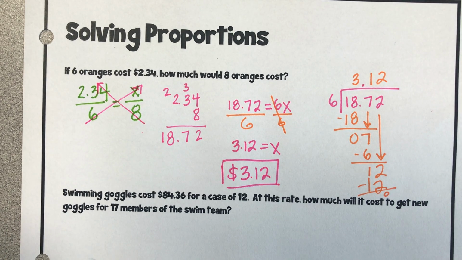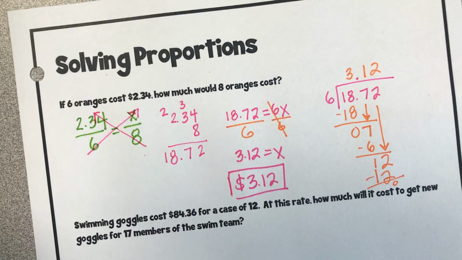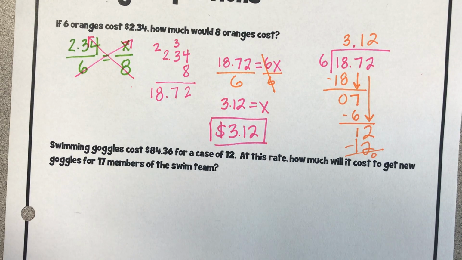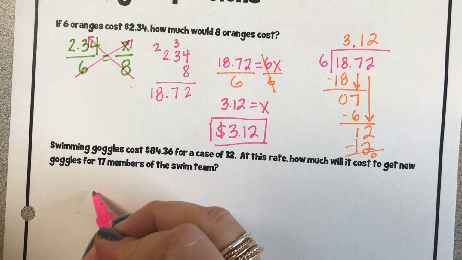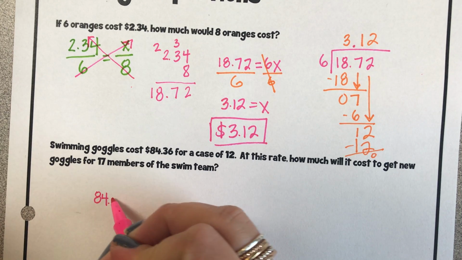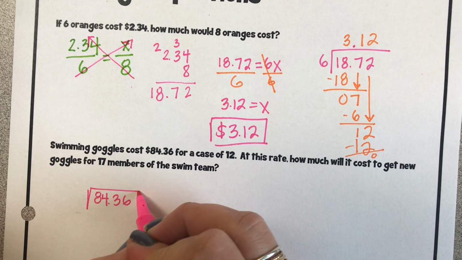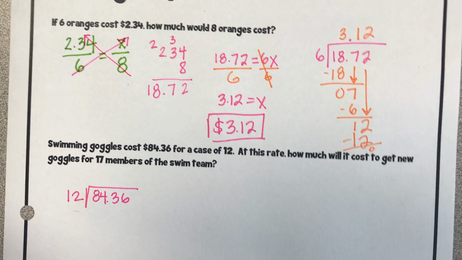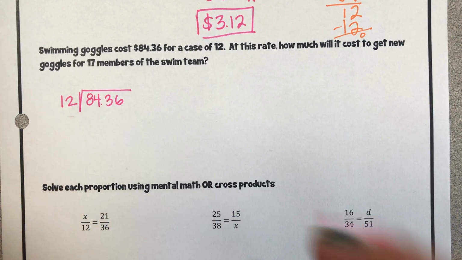Okay, the other way that you can solve it is by finding the unit price, which is what we talked about earlier in the week. And once you have the unit price, then you can just multiply by how many units you need. So, for example, swimming goggles cost $84.36 for a case of 12. So what we're going to do is figure out the unit price. So if it's $84.36 for 12, how much would it cost for one pair of goggles?